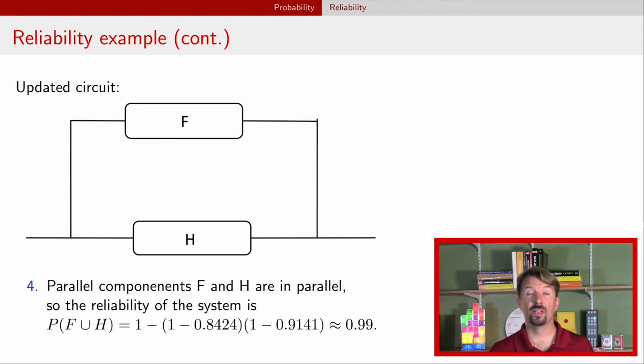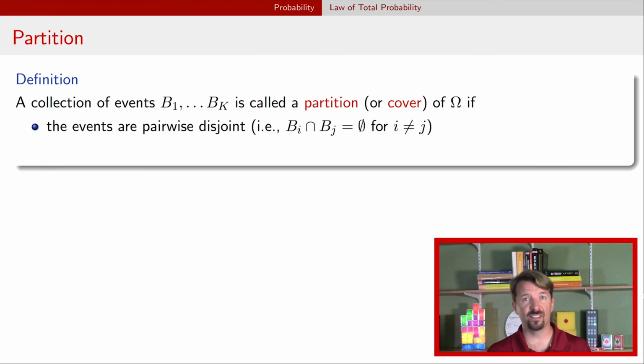All right, so with reliability, we've gotten a practical application of the rules of probability. Now we've got to go back to set theory and talk about a property that a collection of sets can have, called a partition or a cover.